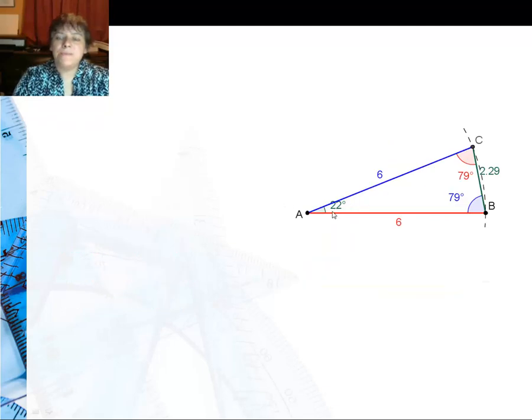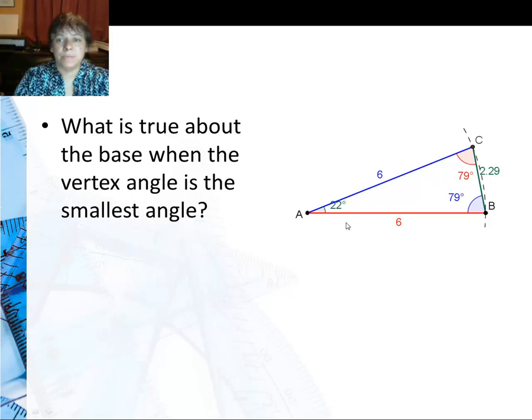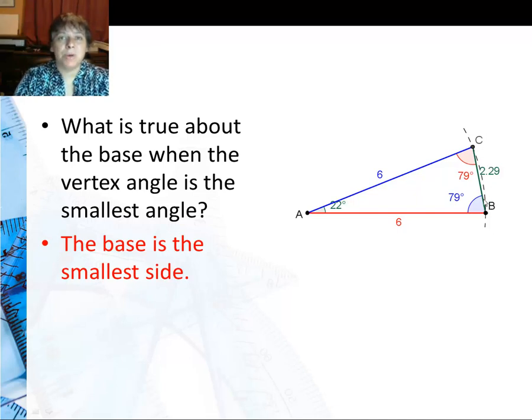Now, when the vertex angle here, where these two sides are congruent, was smaller than 60 degrees, it was the smallest angle in the triangle, right? Then, what is true about the side opposite? Well, that's actually going to be the smallest side on the triangle. You can see the blue angle here is matching with the 6 there. The red angle there is matching with the 6 there. And the green angle here is matching the green side. The smallest angle is going with the smallest side.